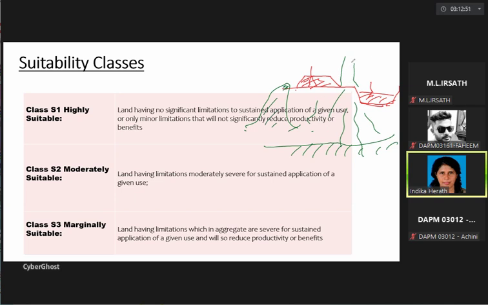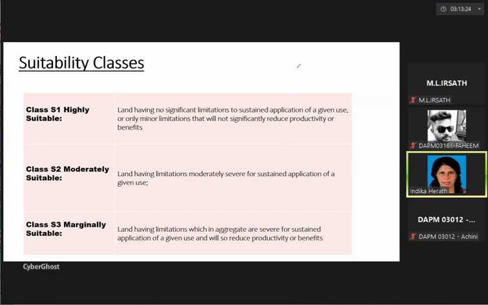So especially for the perennials, maybe tea, rubber, and coconut, those types of crops, we need to consider the suitability of land. Because if you invest in this and it does not grow, then it is going to be a huge waste of money, right? Therefore, we need to know what the suitability is.